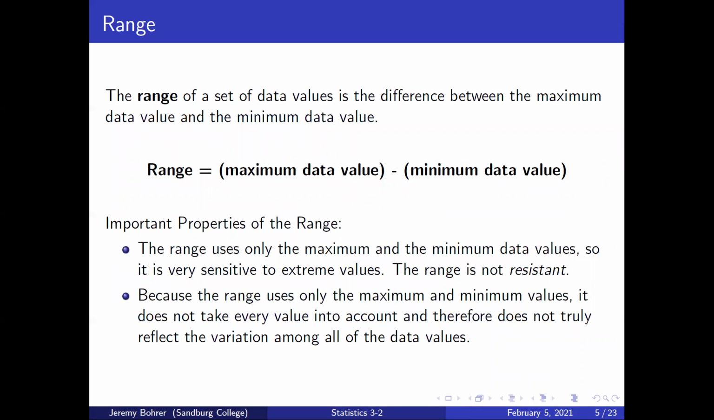The range of a set of data values is the difference between the maximum data value and the minimum data value. Range is equal to maximum data value minus minimum data value. Important properties of the range. The range uses only the maximum and minimum data values, so it is very sensitive to extreme values. The range is not resistant. Because the range uses only the maximum and minimum values, it does not take every value into account and therefore does not truly reflect the variation among all of the data values.